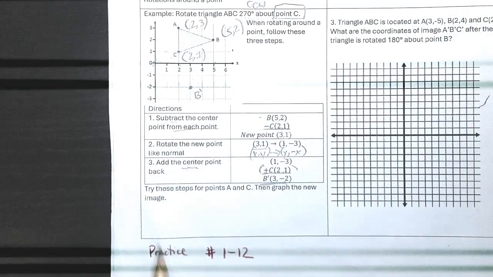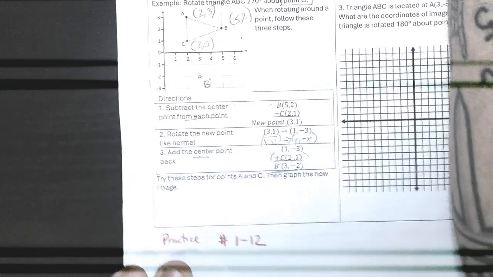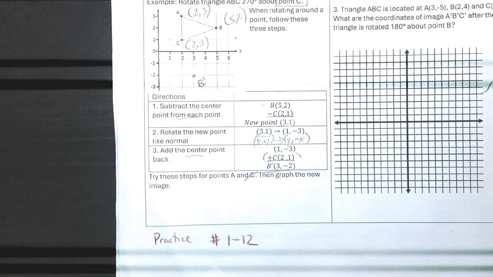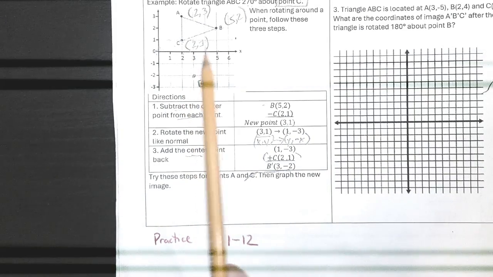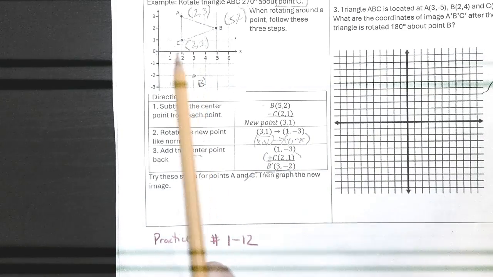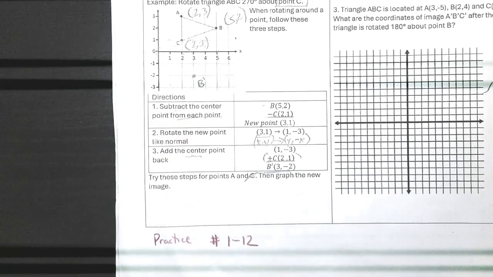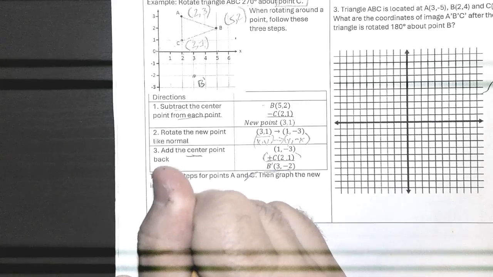Now it says do these steps for A and C. Well, I just told you we don't need to do it for C. C is the point we're rotating around. If you take point 2, 1 and you subtract 2, 1 from it, 2 minus 2 is 0, 1 minus 1 is 0. That's why we do that, to put it in the origin. So we don't do point C, we're only doing point A.